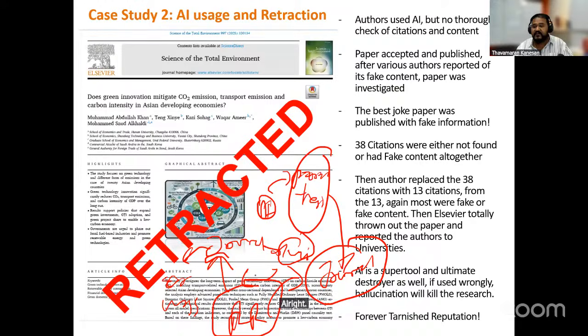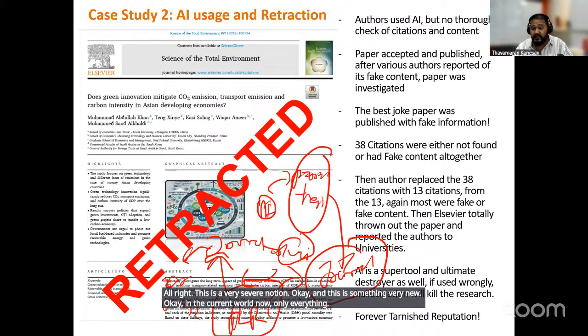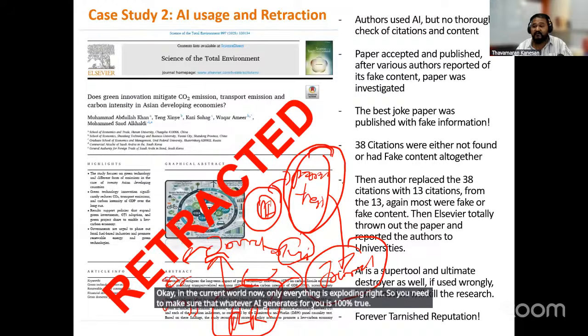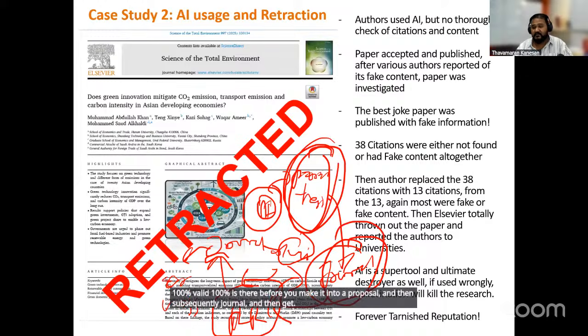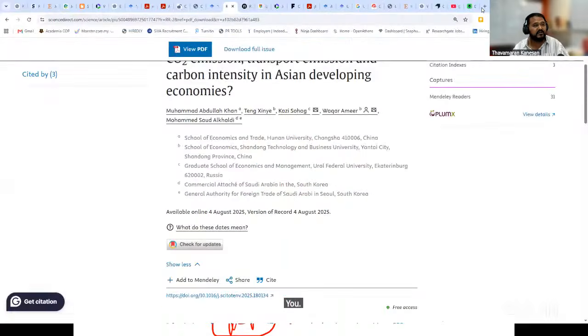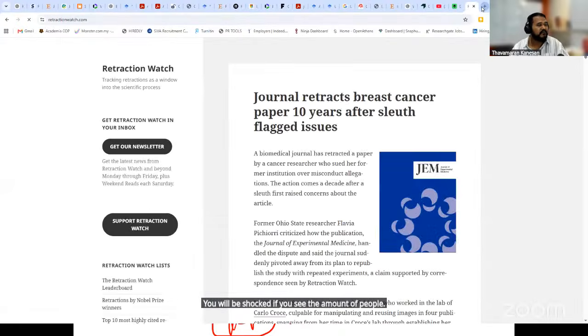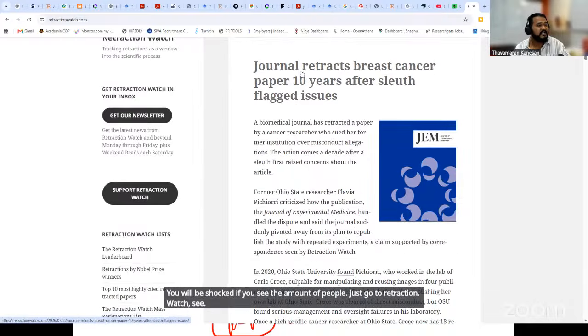All right, this is a very severe notion. And this is something very new in the current world. Only now is everything exploding, right? So you need to make sure that whatever AI generates for you is 100% true, 100% valid, 100% there, before you make it into a proposal and then subsequently a journal paper and get it accepted. Be very, very careful, guys. This happens all the time. You just have to go and check. You will be shocked if you see the amount of papers. Just go to Retraction Watch. See, journal retracts breast cancer paper after 10 years.